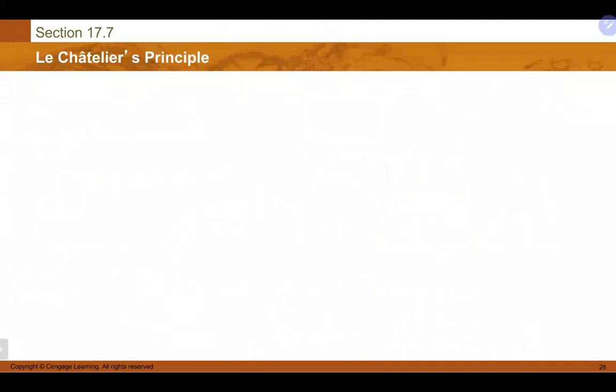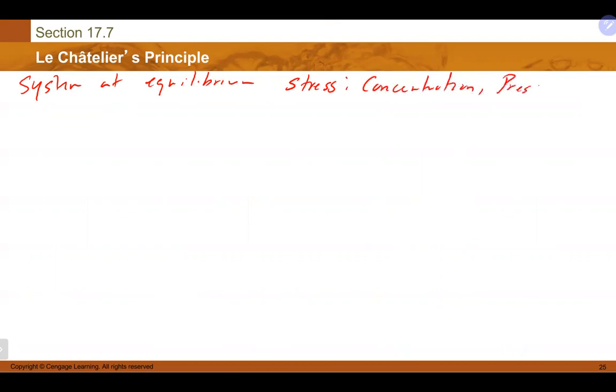So let's talk about Le Chatelier's principle. Remember that this is where you have a system that is at equilibrium, and basically you do something to it, like you add a stress to it. And remember that some type of stress could be something to do with the concentration. It could be something to do with pressure or volume if you're dealing with gases. It could do something with temperature. It could also do something with a catalyst, for example.